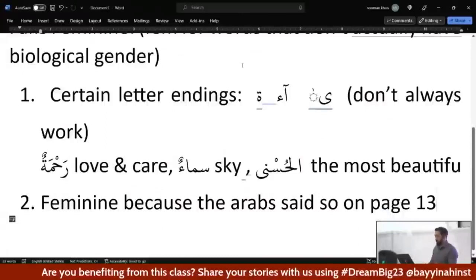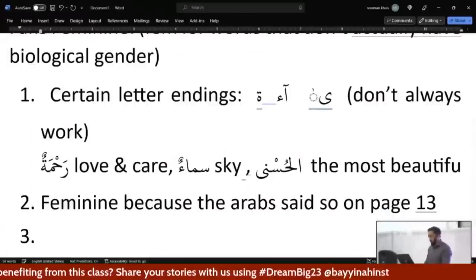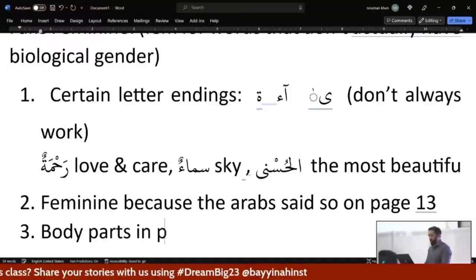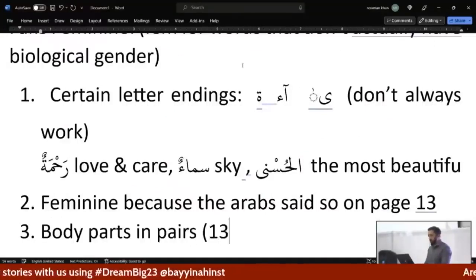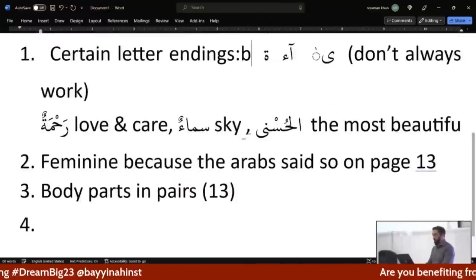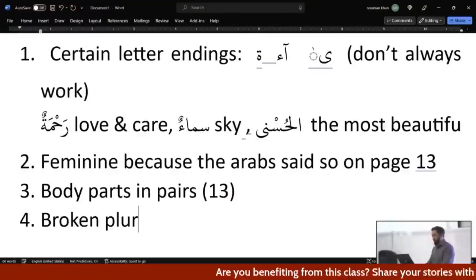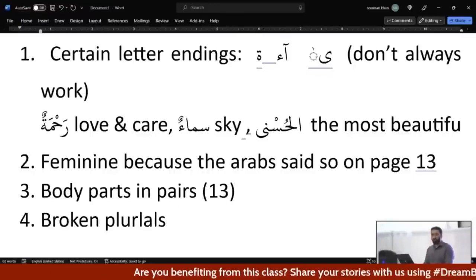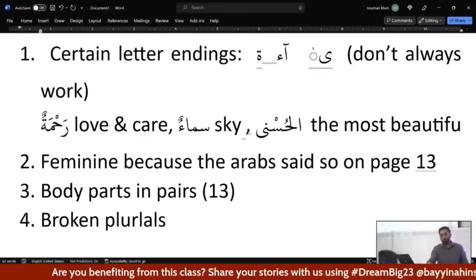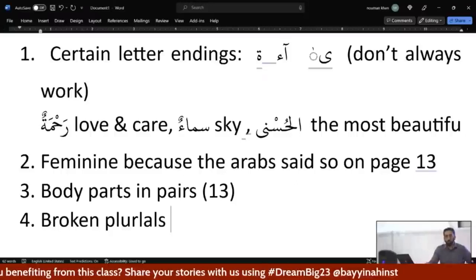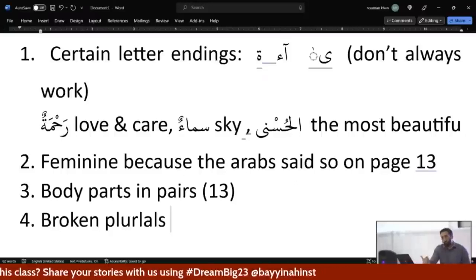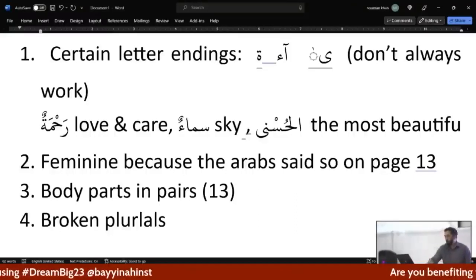So, feminine because the Arab said so on page 13. I'm going to just add here body parts in pairs. And that's also 13. And finally, broken plurals. This is a pretty decent list that's applying to the Quran. So this should be pretty comprehensive for Quran.